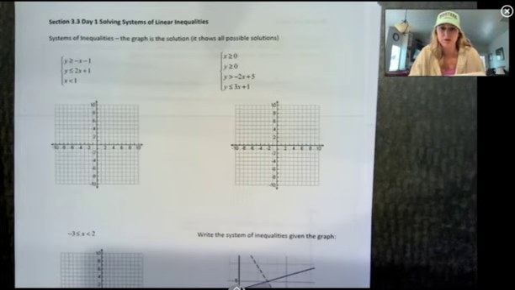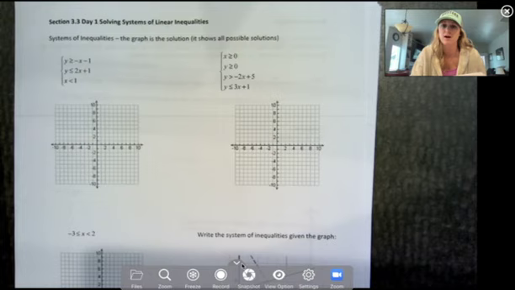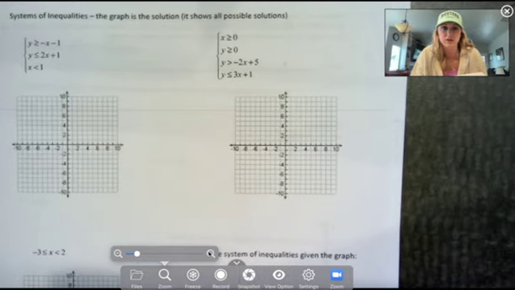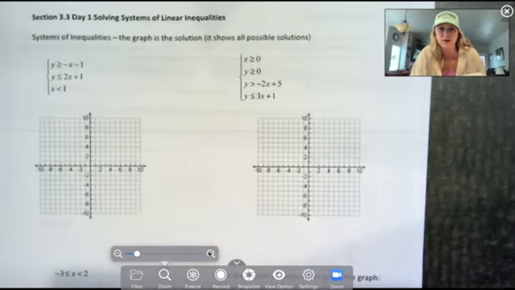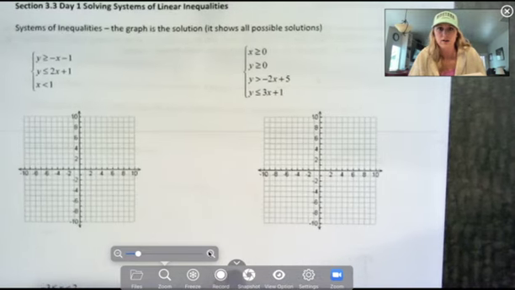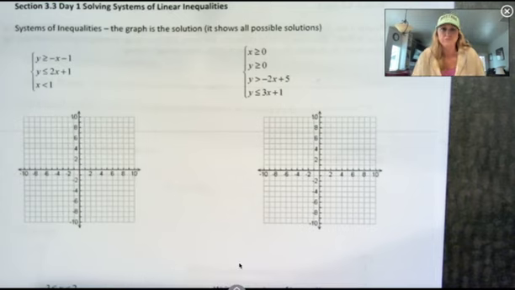In this video, I am going to be covering section 3.3. We're going to spend a couple days on it, but the first day, we are going to focus on how to graph linear systems. Sorry, I'm going to zoom in here just a little bit so you can see the graphs a little bit better. Okay, there we go. All right, so we are going to graph the solution.